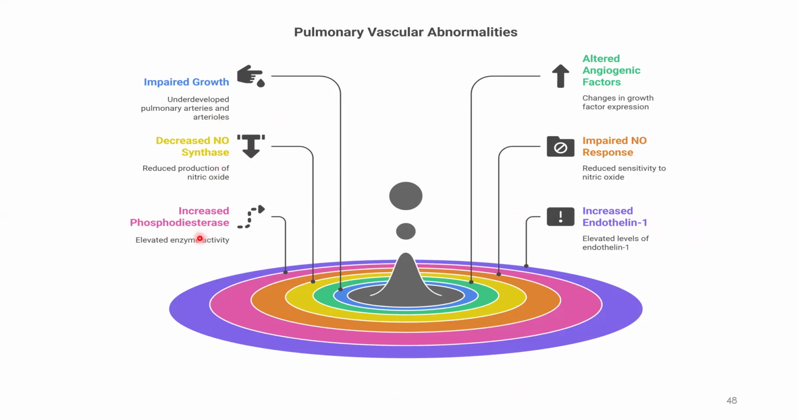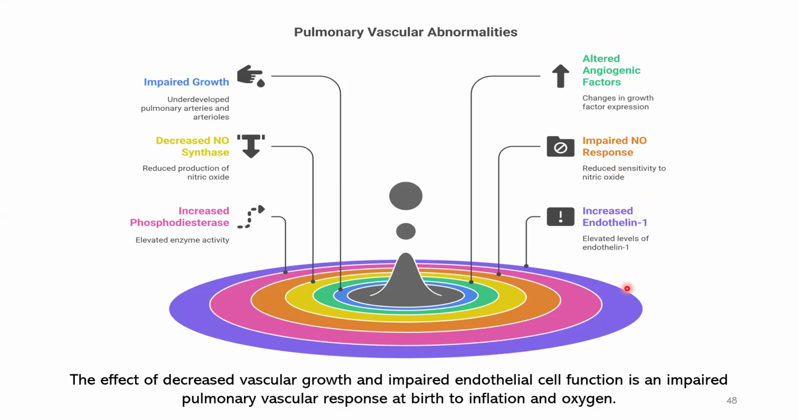Not only that, there is also increased phosphodiesterase, which breaks down this NO. There are altered angiogenic factors like VEGF, and the response to NO is also reduced. There is also increased endothelin-1, which is a pulmonary vasoconstrictor. So the ultimate effect is that if a baby is born with lung hypoplasia, the pulmonary vascular response at birth to inflation or oxygen is impaired.